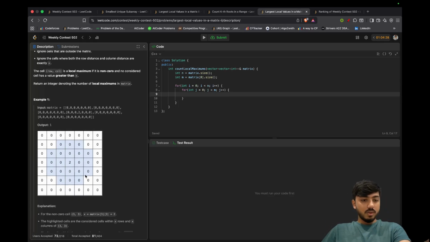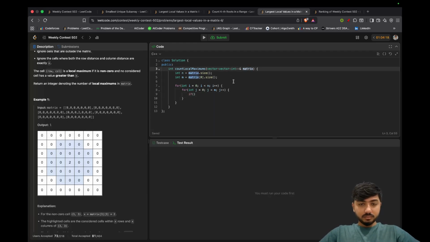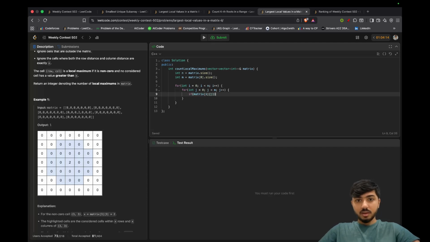What can we do then? No, I don't want to fill. If this element is a non-zero element, we do something here and increase the answer.